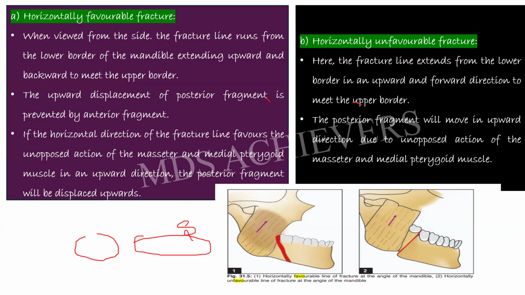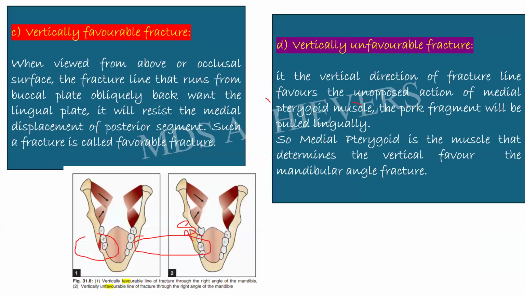If the horizontal direction of the fracture line favors the opposing action of the masseter and medial pterygoid muscles in an upward direction, the posterior fragment will be displaced upwards. In a horizontally unfavorable fracture, the fracture line extends from the lower border in an upward and forward direction to meet the upper border. You can see it is running in the forward direction, so it is not going to be approximated by the masseter and medial pterygoid muscle pull. Thereby it is going to have a poor prognosis. And a vertically favorable fracture is the one you can see.